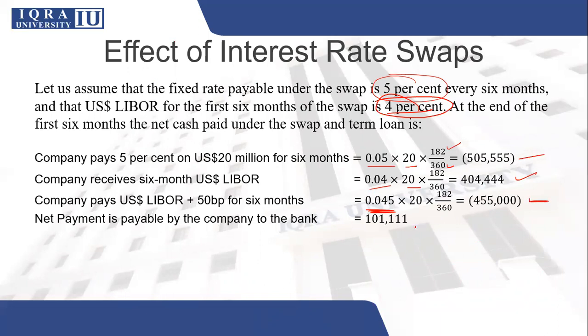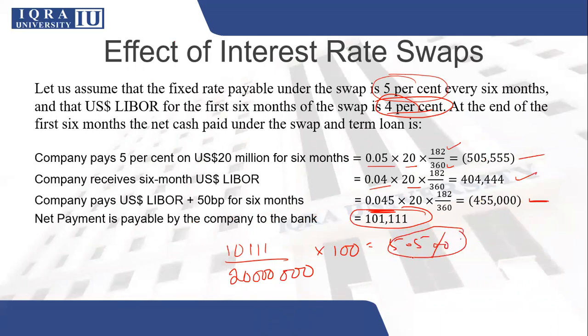So if you calculate the net amount that is payable by the company to the bank, it is 101,111. You can even check whether this is a fixed payment or not by simply dividing this by the amount, the loan was 20 million, right? This should give you the 5.5% fixed rate that was decided. Remember, the fixed was 5% plus 50 bips. So this is what you should get regardless of whatever is the rate, because the person has gone from floating to fixed. Okay, so I hope this is clear.